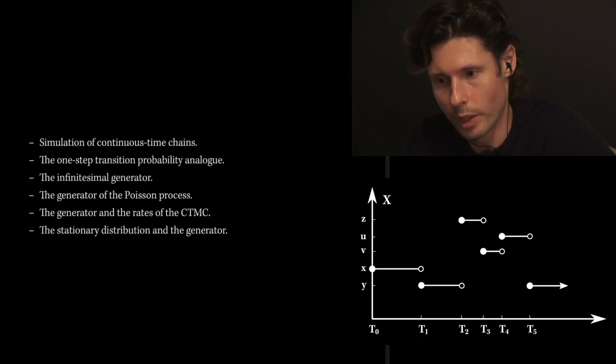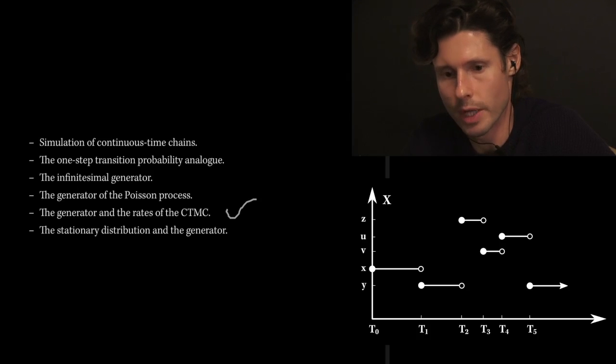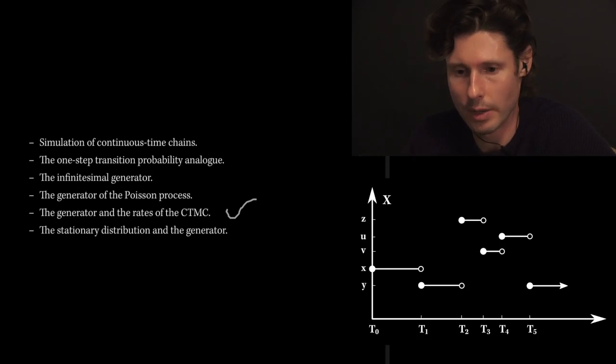But in this one, we're going to focus primarily on how do you write down the generator in terms of the rates of a continuous time Markov chain. That's the most useful type of definition, at least when working with problems. And lastly, we're going to look at stationary distribution and the various definitions, and specifically the one in terms of the generator, which again allows you to solve problems in the easiest way. So off we go.